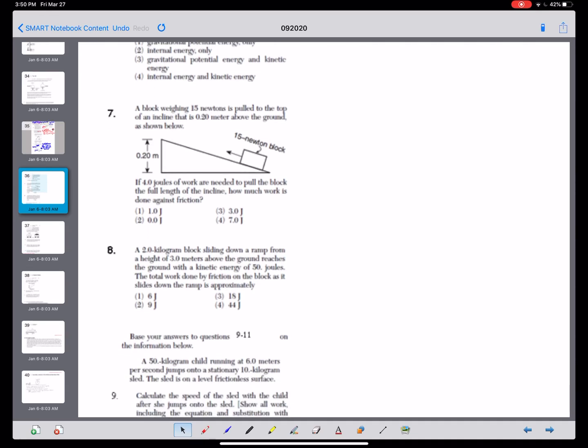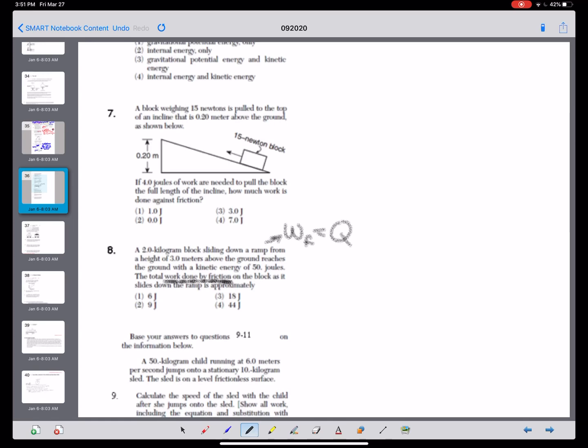Number 8. Block sliding down the ramp from a height of 3 meters reaches the ground with a KE of 50. Oh, okay. This is a simpler one. They ask you for work done by friction. Let's go to this crayon one. We need the work done by friction. Now, you got to realize when we do work done by friction, that's going to be synonymous with Q, right? Because friction is just going to heat everything up. So that's all they're doing here.